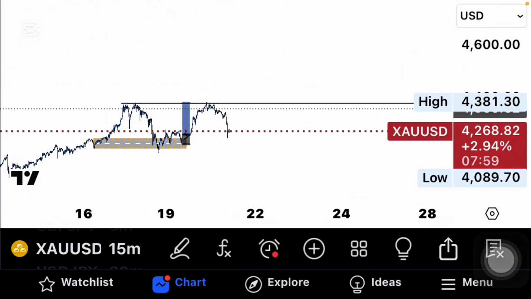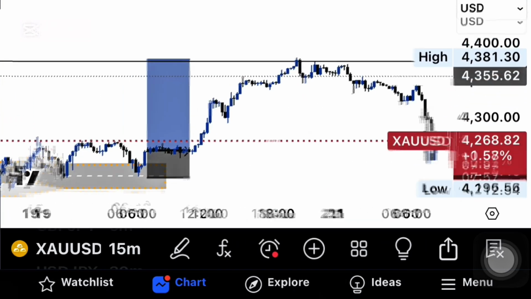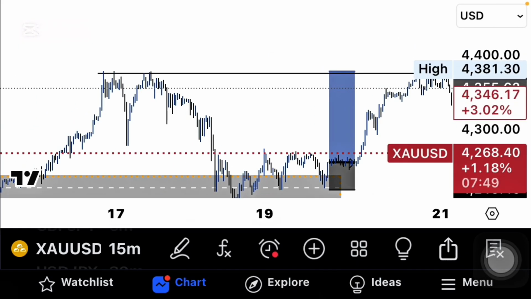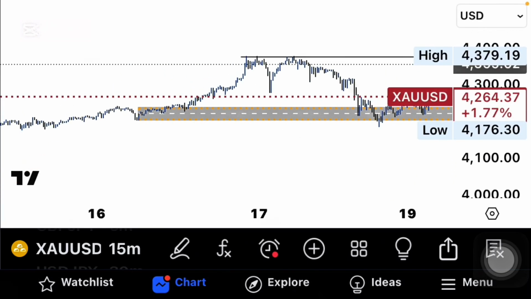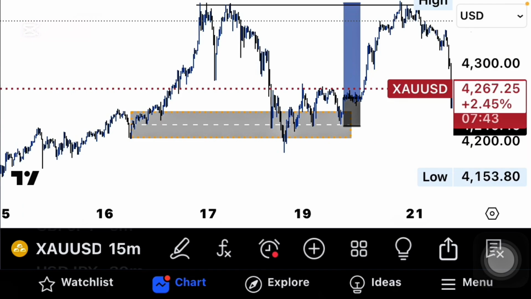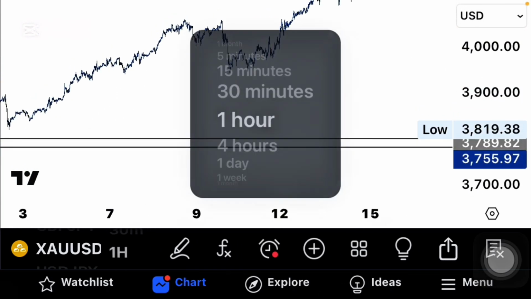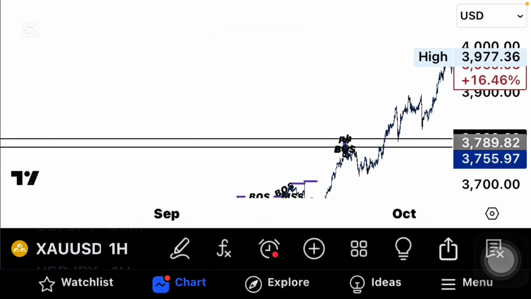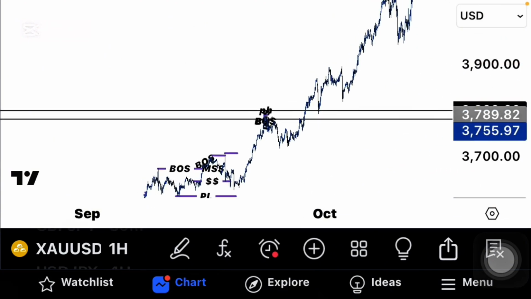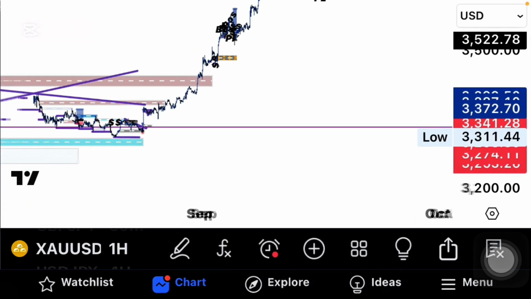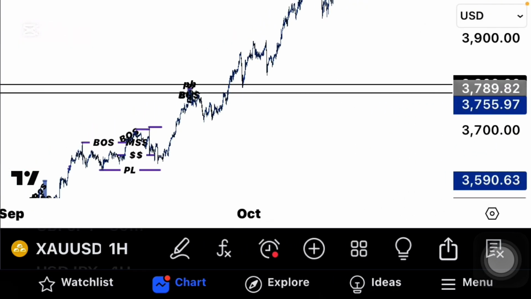was going on the 4-hour to analyze, and I don't usually get trades. So when my mentor told me about the 15-minute time frame and the lower time frame on gold, how volatile it is, that's when I started getting trades. If I want to see the overall trend on gold, that's when I'll go to the higher time frame, which is maybe the 1 hour, the 4 hour, and all of that.